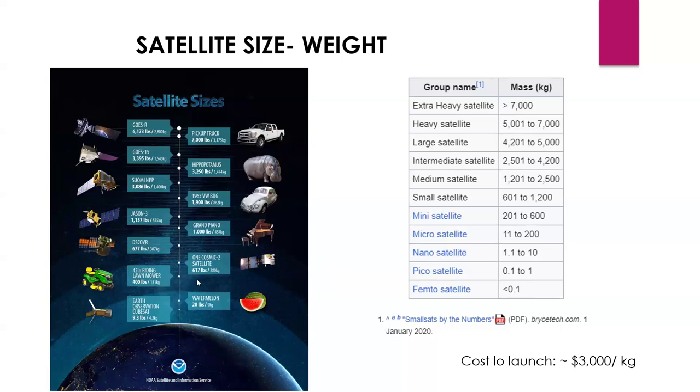This shows just an example of the different types of satellites there are and their size. On the left, there is some comparison between satellites and vehicles and stuff. And this table, which I got from this reference here, shows the satellite classes. The biggest satellites are heavier than 7,000 kilograms. These are like the size of a school bus. The satellites like Starlink are called small satellites, maybe somewhere between 200 and 600 kilograms. And then there are the microsatellites and the CubeSats, things that are the size of a shoebox. So there's a wide range of satellite sizes.